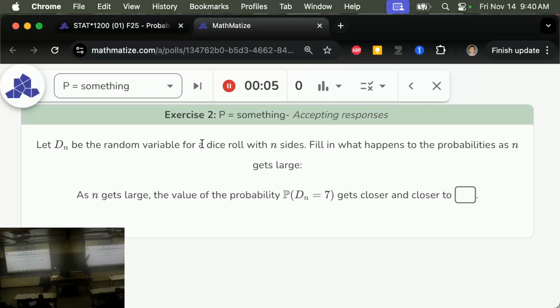dn stands for a dice roll with n sides. So let dn be the random variable for a dice roll with n sides. So it's 1 or 2 or 3 all the way up to n. Fill in the blank with what happens to the probabilities as n gets large. As n gets large, the value of the probability, for example, the probability dn equals 7, it gets closer and closer to blank. It's getting closer and closer to what? So not only do you need to maybe know the formula, but you kind of need to intuit what happens.